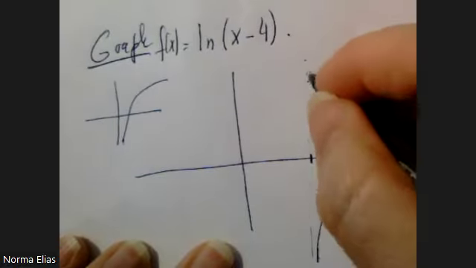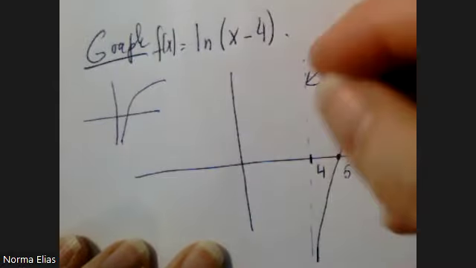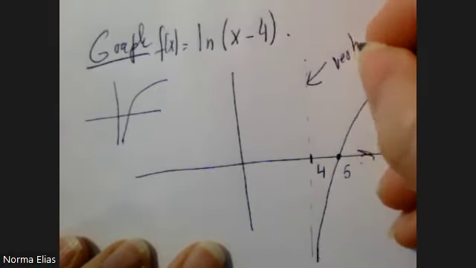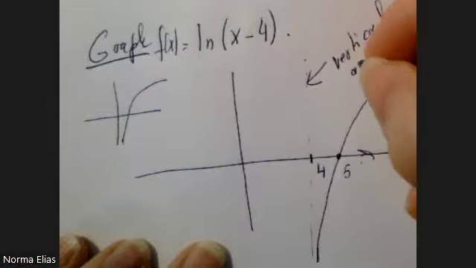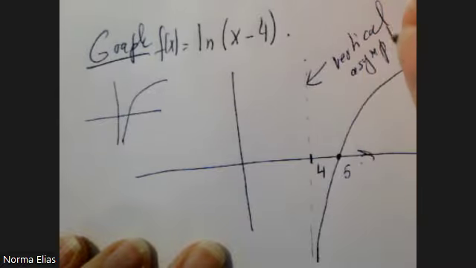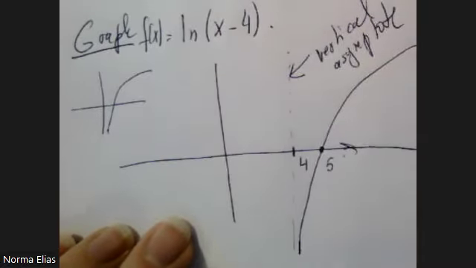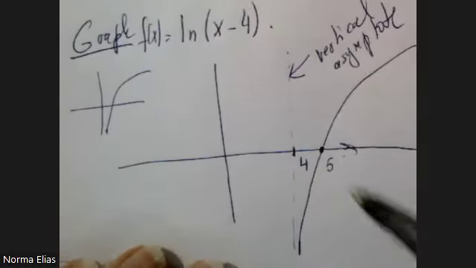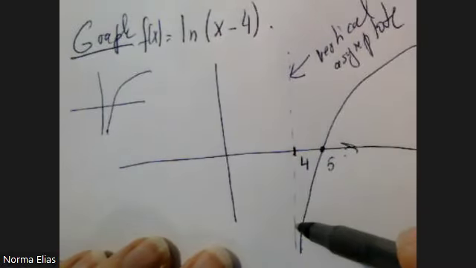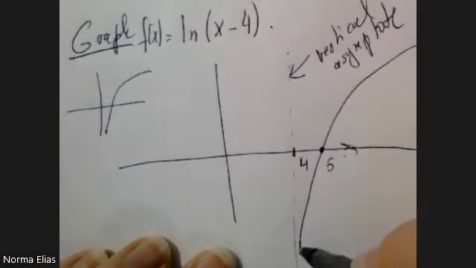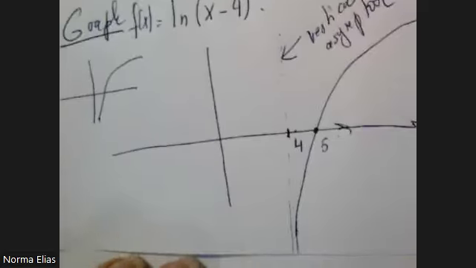This line here, we will give it a name, and this would be called a vertical asymptote. The line x equals 4 will be called the vertical asymptote. The function will never touch this line, but when we are very close to 4, the function takes larger and larger negative values.